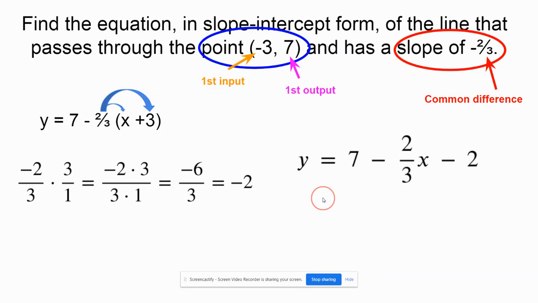The next thing I need to do is combine these two like terms of 7 and negative 2.